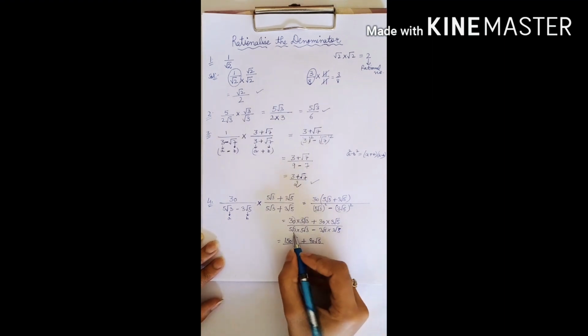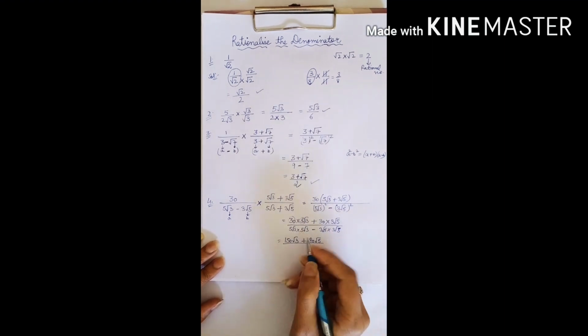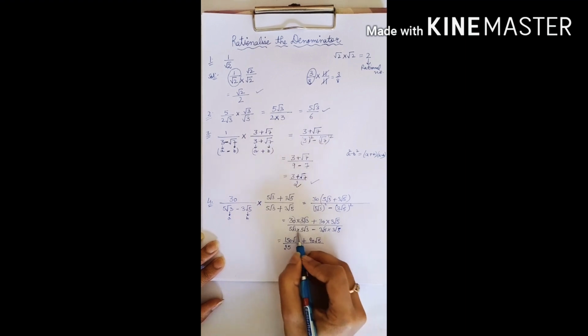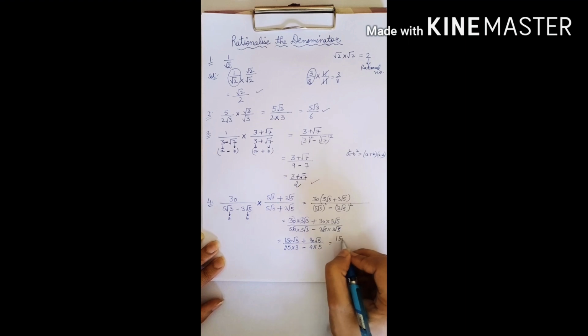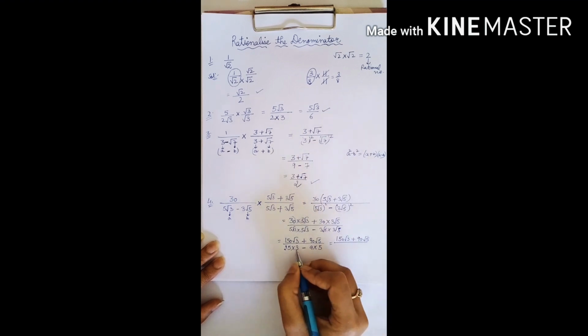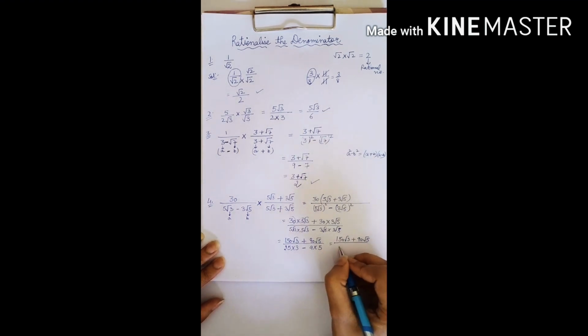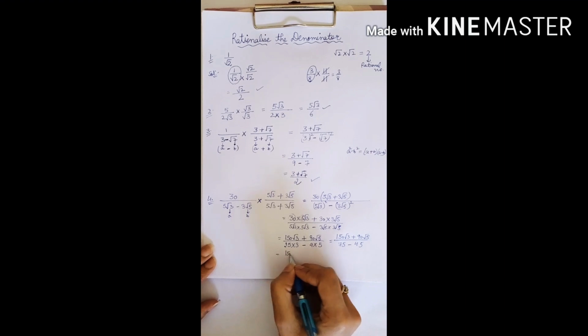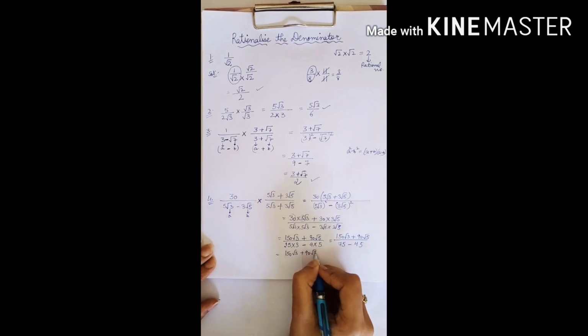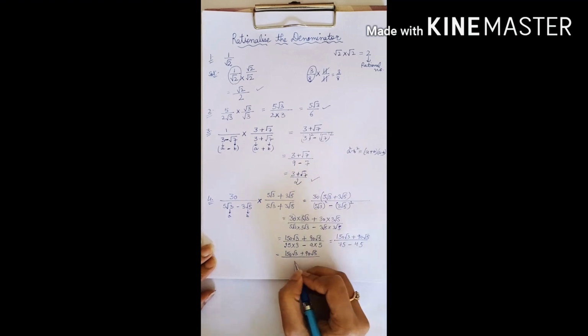Okay. Here 5 into 5 is 25. Root 3 into root 3 is 3. Like this we will multiply. Okay. 3 into 3 is 9 and 5 root 5 into root 5 is 5. So what will we get? 150 root 3 plus 90 root 5 divided by 25 into 3, you will get 75, minus 9 5s are 45. Okay. Now 150 root 3 plus 90 root 5 divided by 75 minus 45 is 30.